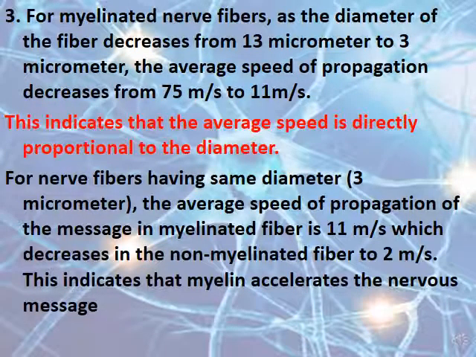Number 3, they said the comparison between the speed of propagation of the nervous message. For the myelinated nerve fibers, the diameter of the nerve fiber decreases from 13 micrometer to 3. The average speed of propagation decreases from 75 to 11. What does this indicate? This indicates that the average speed is directly proportional to the diameter. So as the diameter increases, the speed will increase. As the diameter decreases, the speed will decrease. So this is the first factor that affects the speed of the propagation of the nervous message. One of these is the diameter.